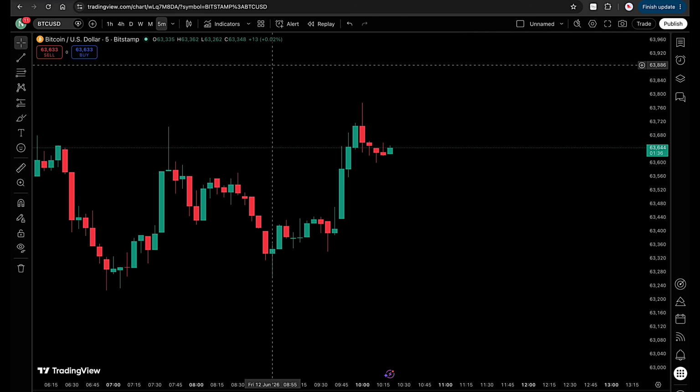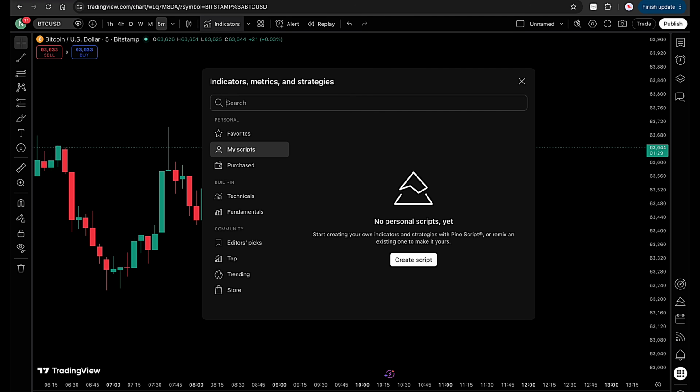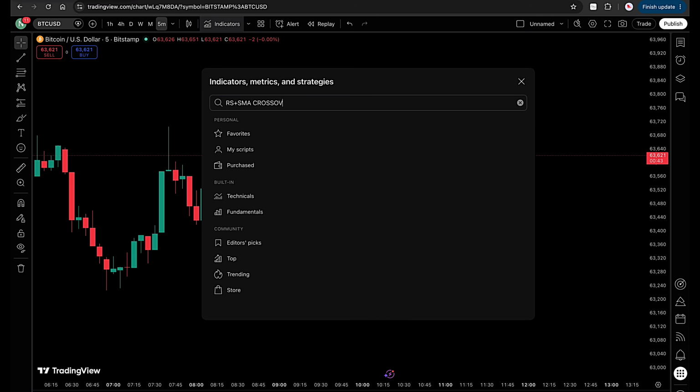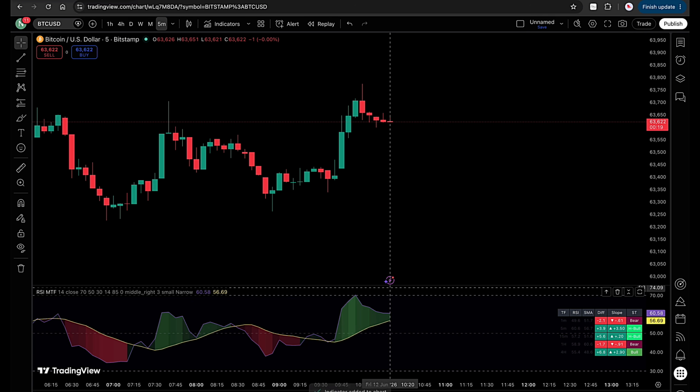For that we have to go to the indicator section and search for our first indicator, RSI plus SMA crossover gradient. So you have to write this. You will find this one, RSI plus SMA crossover gradient MTF table. You have to add this. It will show you like this.